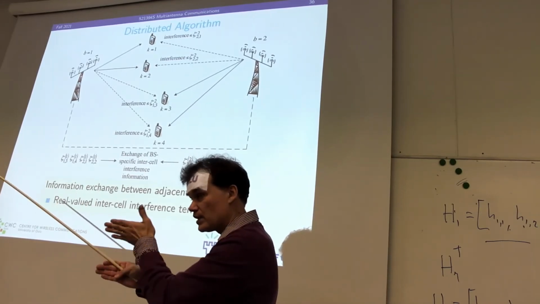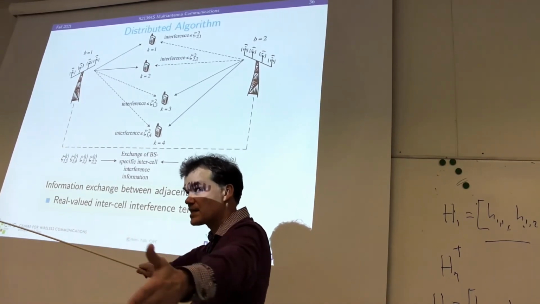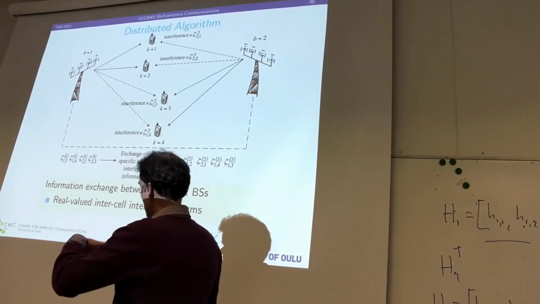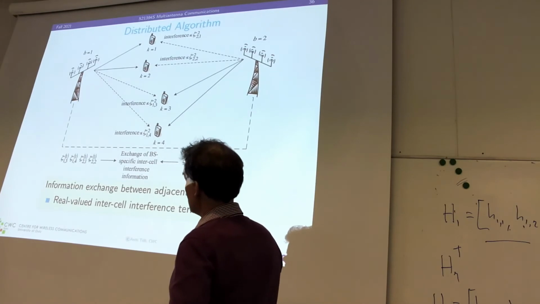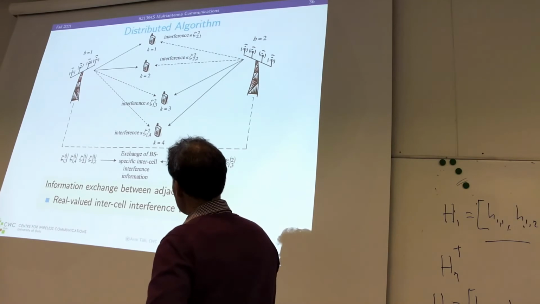You know, when alpha is close to 1, they are exactly on the cell edge. When alpha is large, they are well separated, right? The importance of intercell control becomes less important. It becomes less important to control interference.